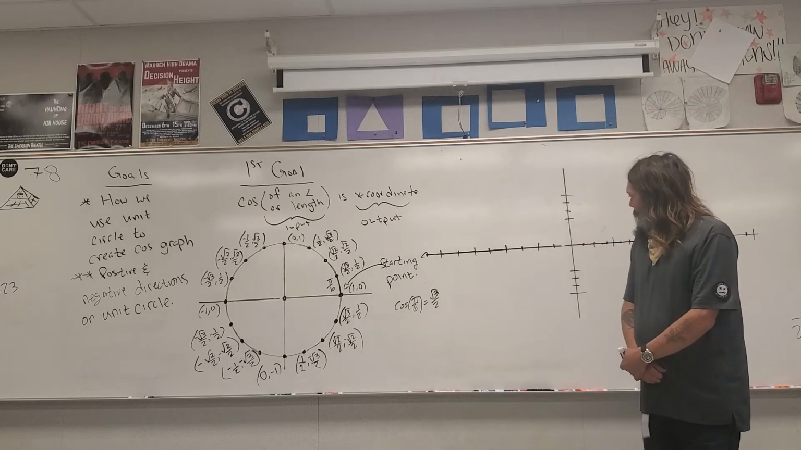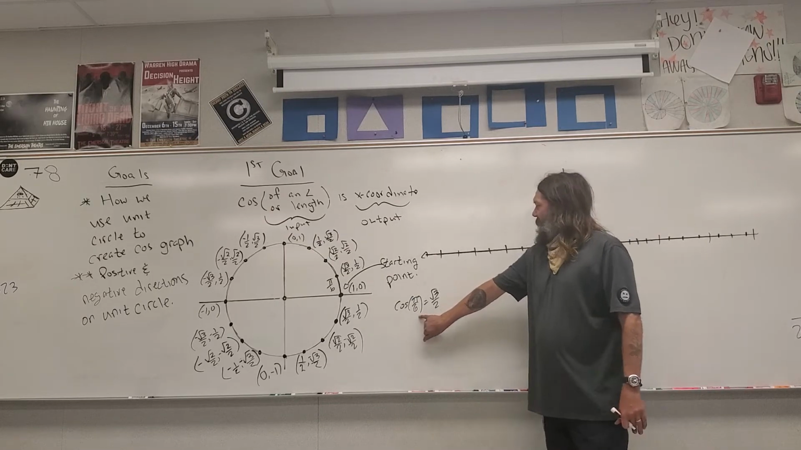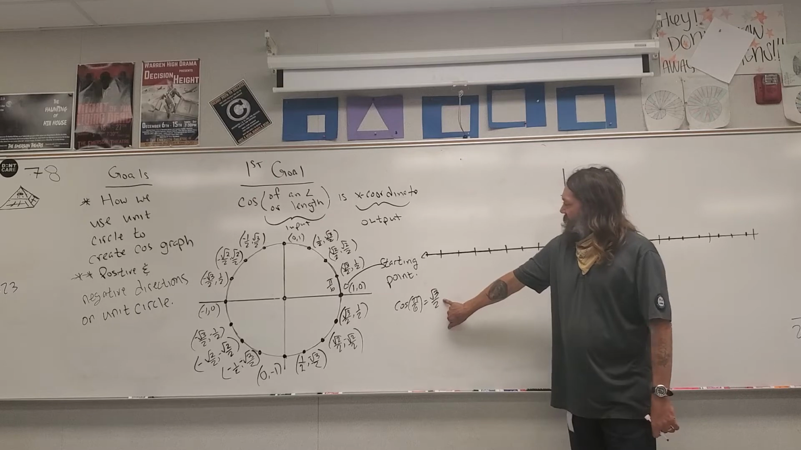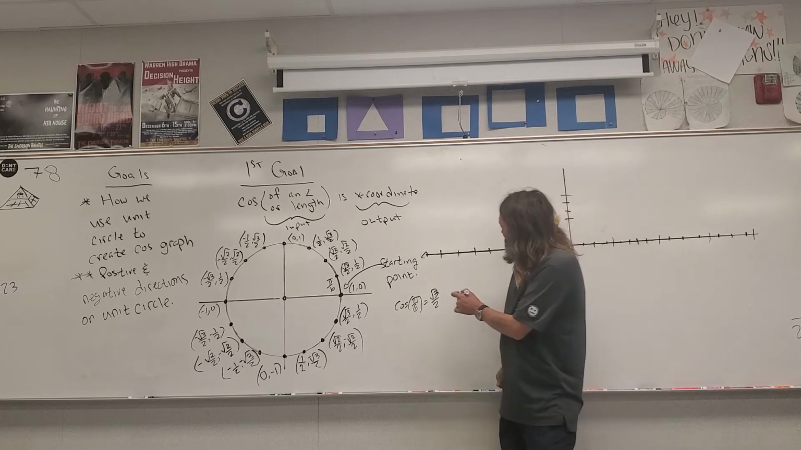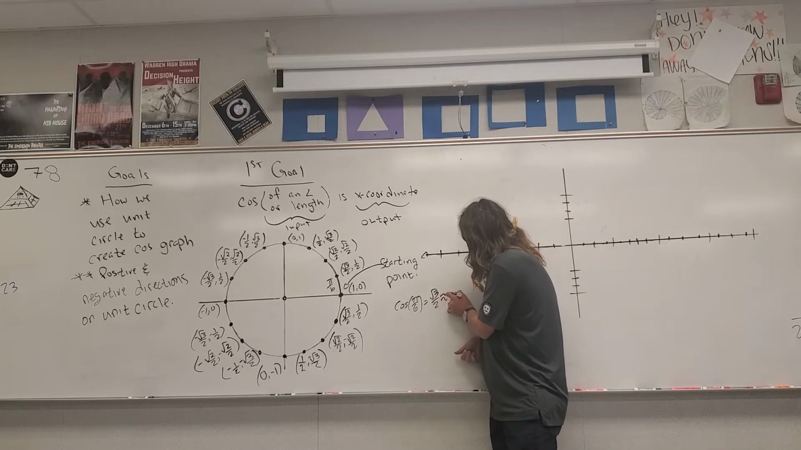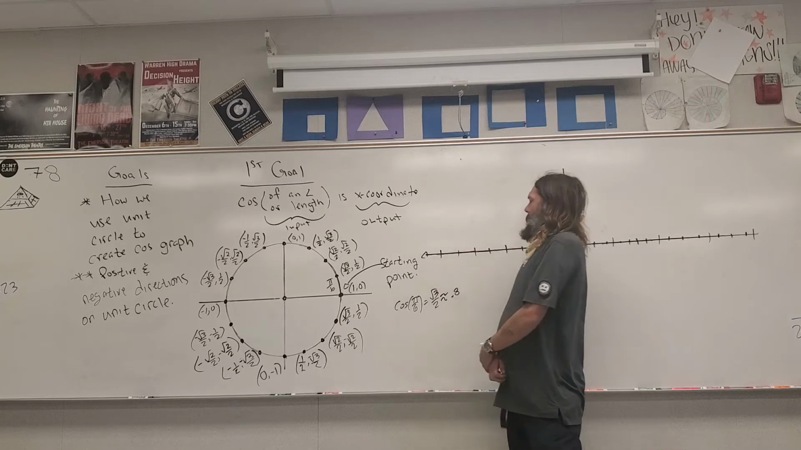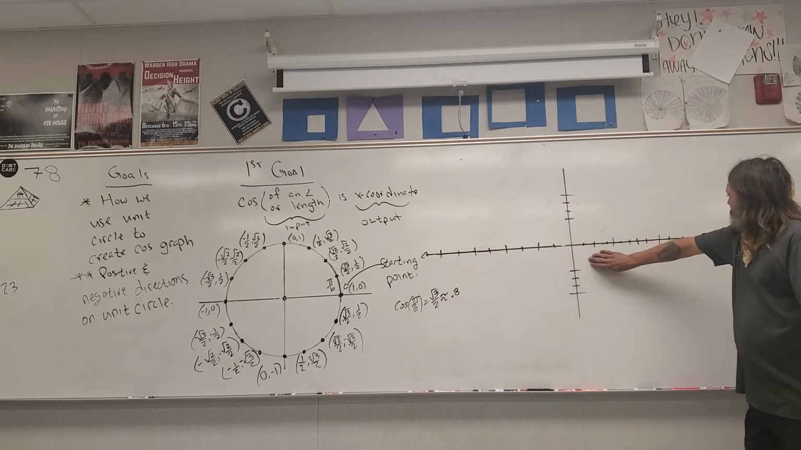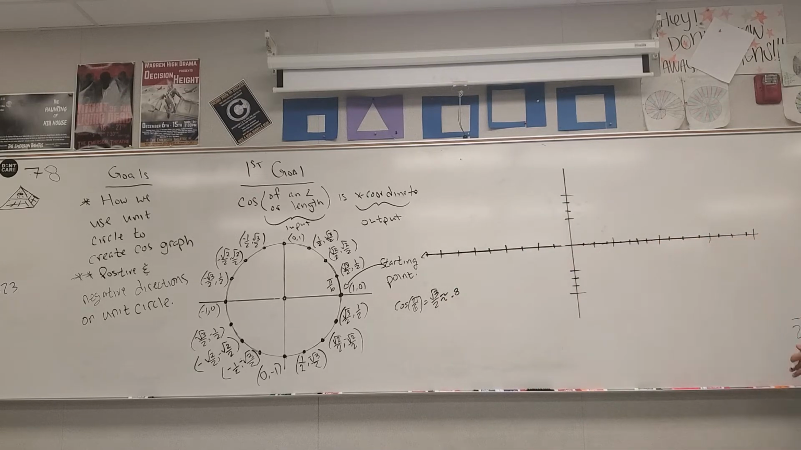All right, so if I go a length of pi over 6, I get a height of square root of 3 over 2. I'm going to say this is roughly 0.8. Okay. Now, I have this graph, it's written, and it's left blank for a reason. I want to fill this in.